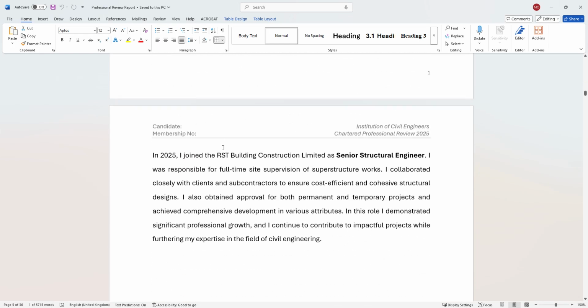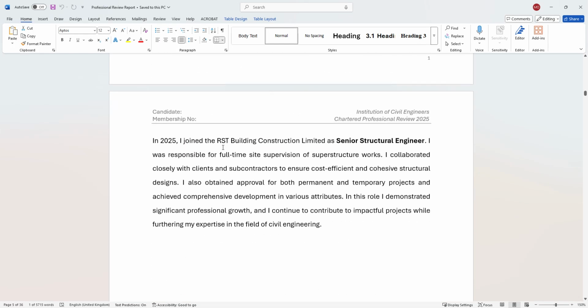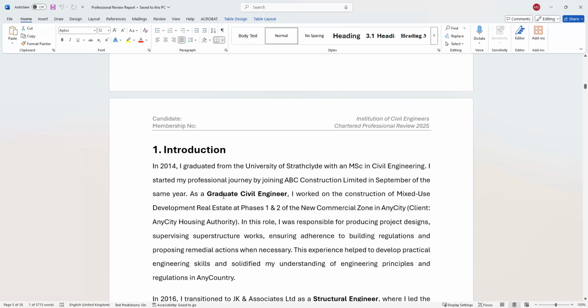So this is the introduction. In 2025, the candidate got their most recent role, a senior position, so added responsibility as a senior structural engineer, and the candidate gives a summary of what they have done. So this is what the introduction looks like.